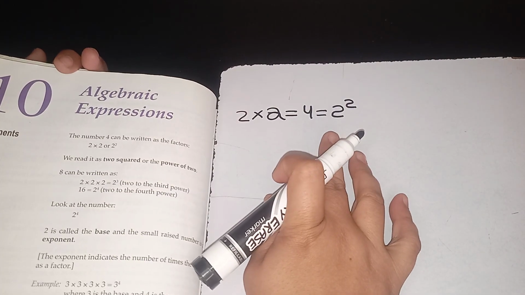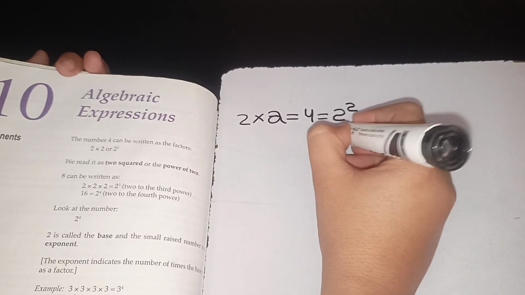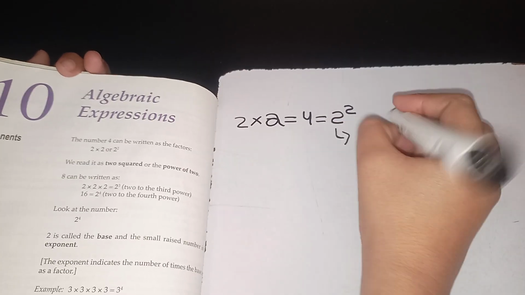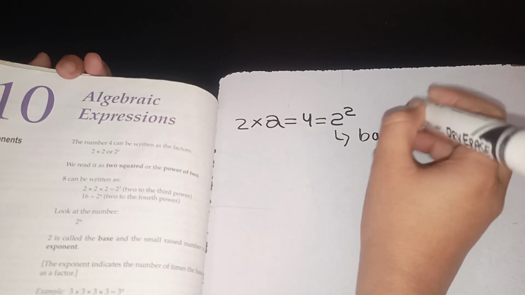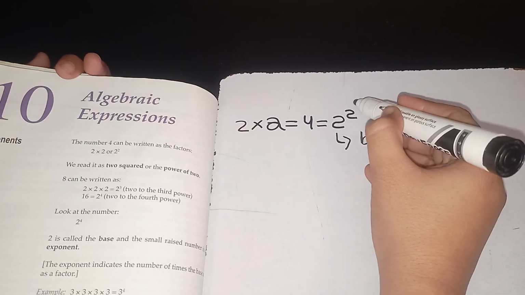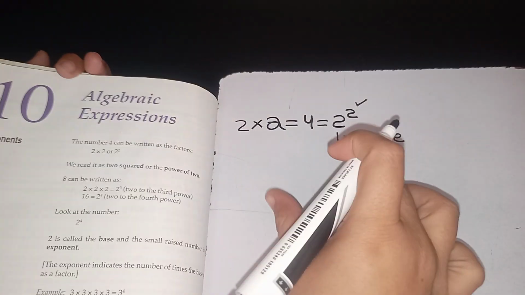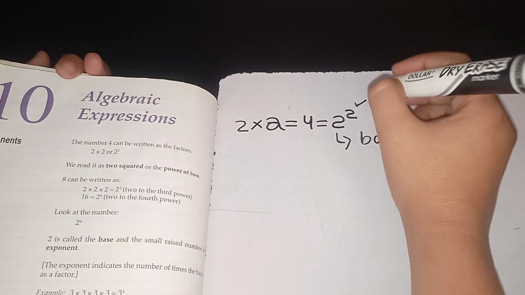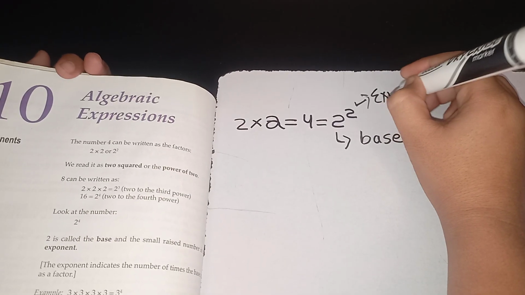So here 2 is basically the base, and the power on the base, the number that is written here, that is 2. It can be any other number. In this example, what is this 2? This is the exponent.